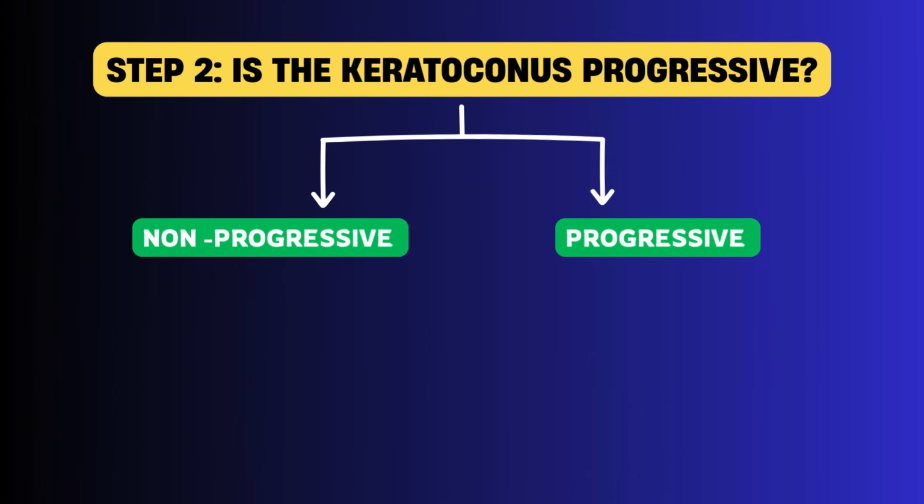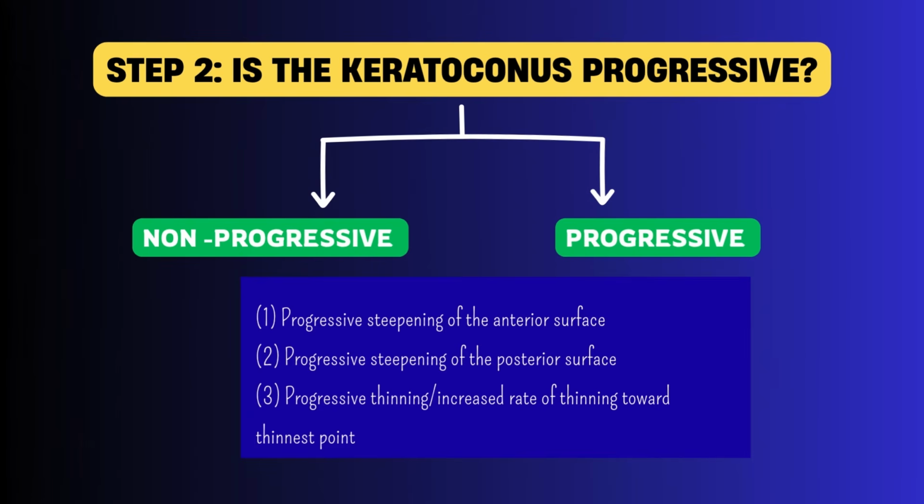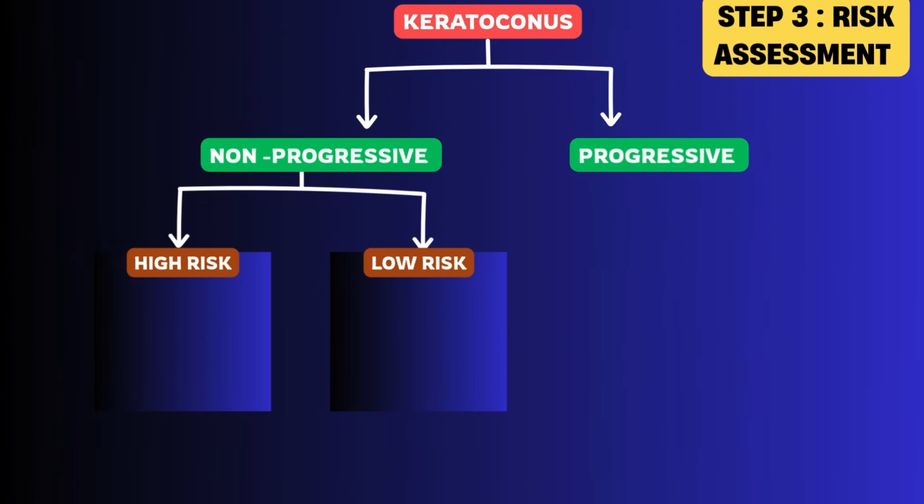We already covered how to define progression using the Delphi and the Belin criteria. All right. So now we know that our patient is either progressive or non-progressive keratoconus. First, let's discuss the non-progressive cases. Here, we divide the patients into a high-risk category and a low-risk category.